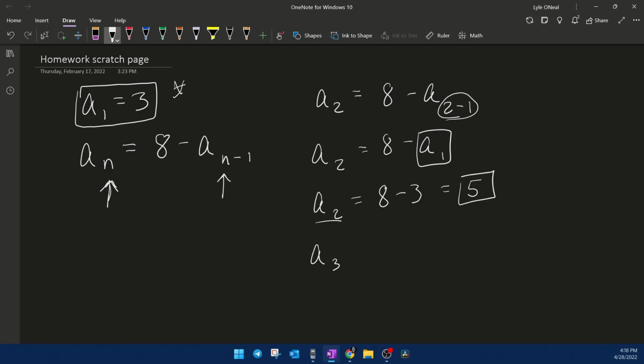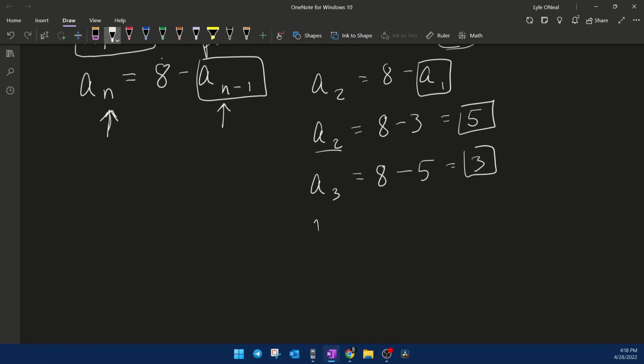Now, to find the third term, we're going to go a little bit faster. That is going to be 8 minus, remember I said a sub n minus 1 can be called the previous term. And the previous term was 5. 8 minus 5 is 3. And then we move on to the fourth term. Well, the fourth term is 8 minus the previous term, which is 3. 8 minus 3 is 5.